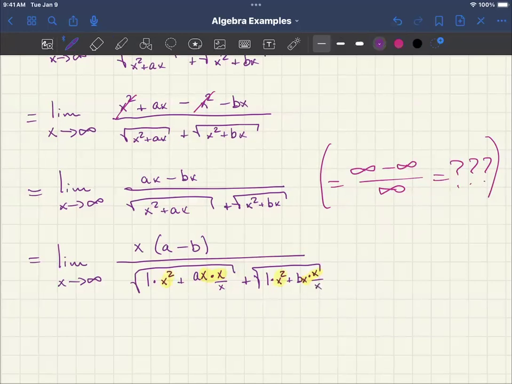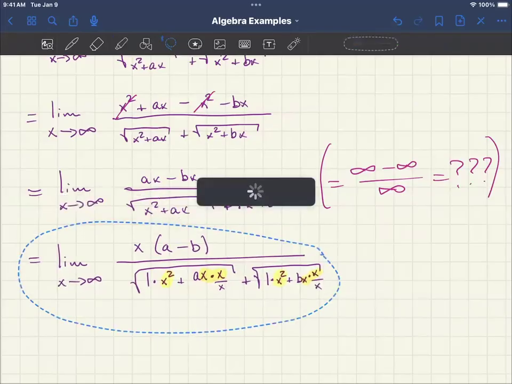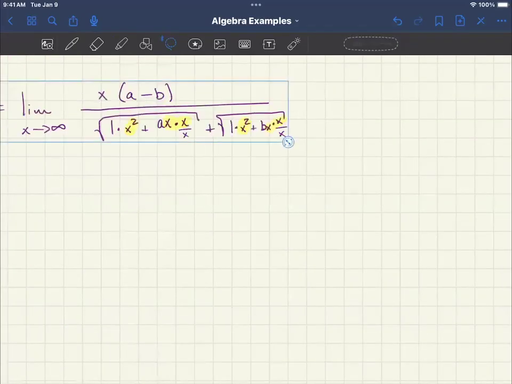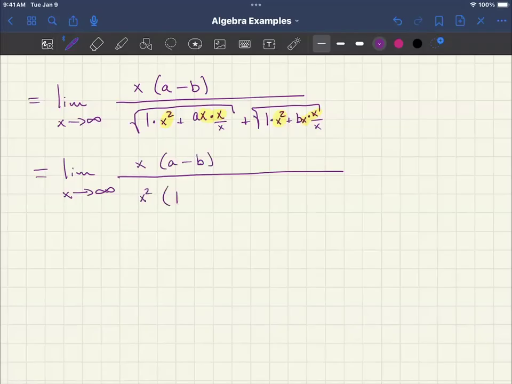Okay, so let's actually do this. I am just going to copy and paste this to the next page so that we can continue working. We're going to take our limit as x goes to infinity, x times a minus b. And then we're going to pull out our x squared. We're going to be left with 1 plus a over x. And that whole thing is square rooted. Same thing for our second term.